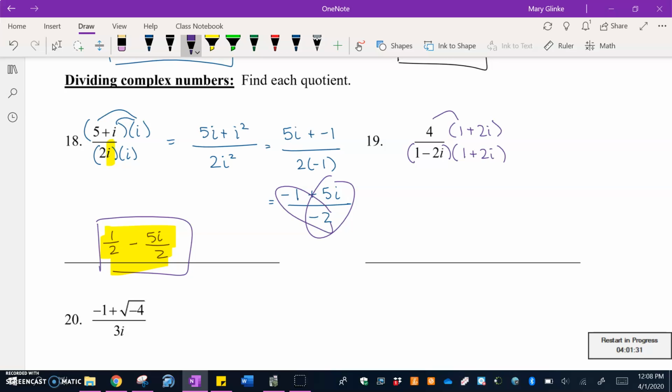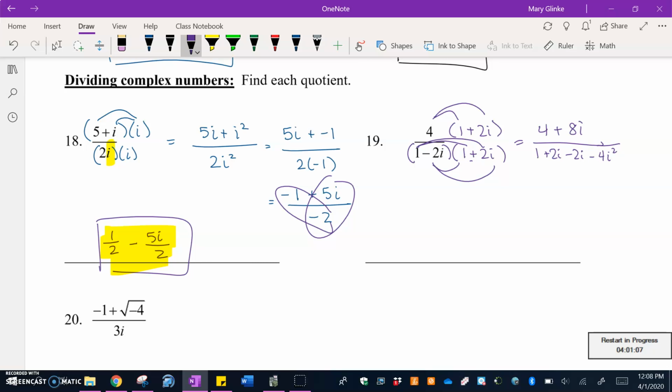After we do that, we're going to distribute our numerator. So it's going to become 4 plus 8i. We're also going to distribute our denominator. So 1 times 1 is 1. 1 times 2i is 2i. Negative 2i times 1 is negative 2i. And then negative 2i times 2i is negative 4i squared.